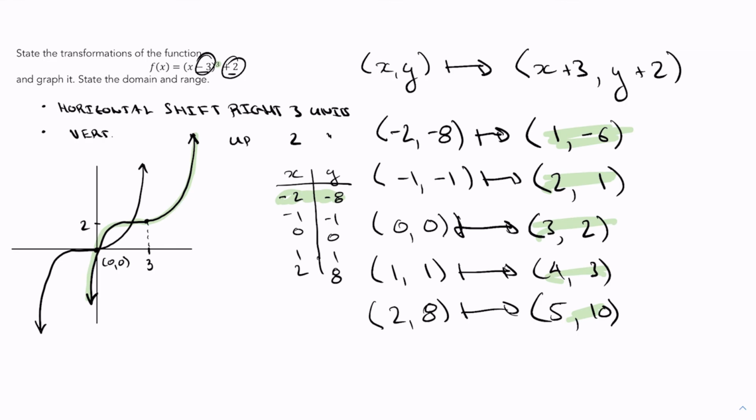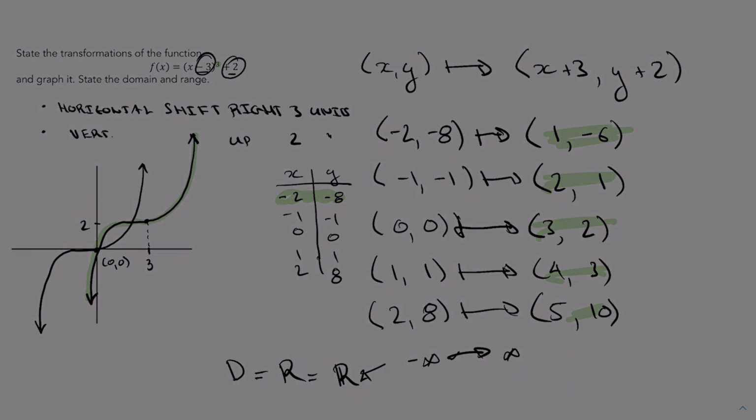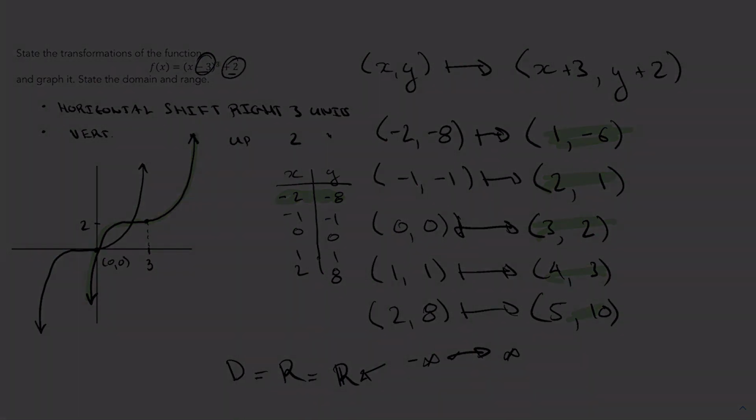So as far as the domain and range go, well, the domain in this case is equal to the range, which is equal to, let's write the set itself, all real numbers. This is the set of real numbers going from -infinity, wherever that is, all the way to +infinity, wherever that is.